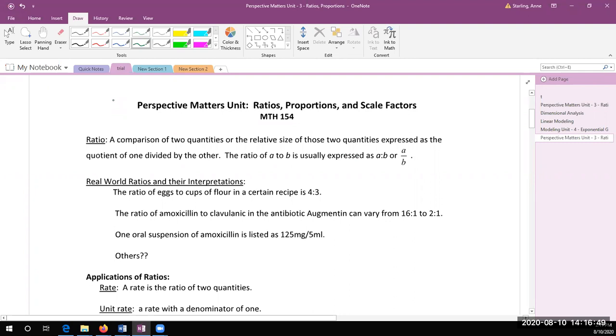Right, this is Math 154, Perspective Matters, and this is the third homework: ratios, proportions, and scale factors.